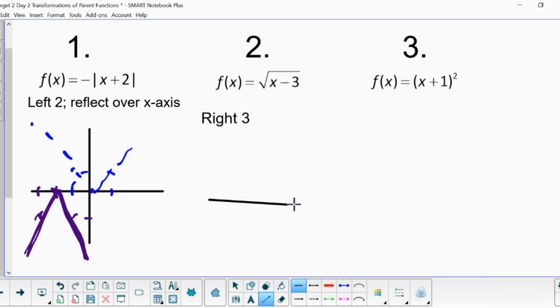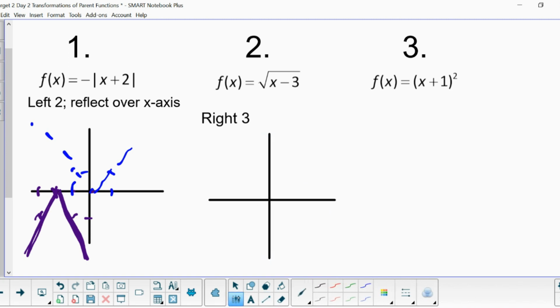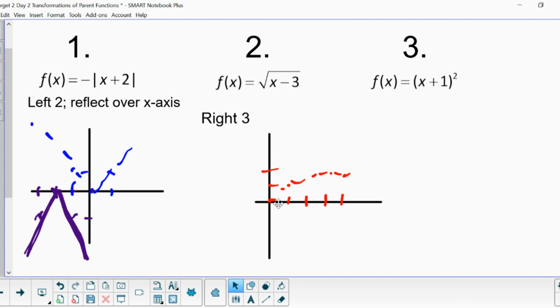So all you're going to do is take your normal square root of x function, which again starts with the points 0, 0, 1, 1, and 4, 2. So those are the starting points. I didn't make my grid big enough, so let me move this a little bit. And now we're going to go to the right 3. So take all 3 of those main points that I just wrote and move them to the right 3.